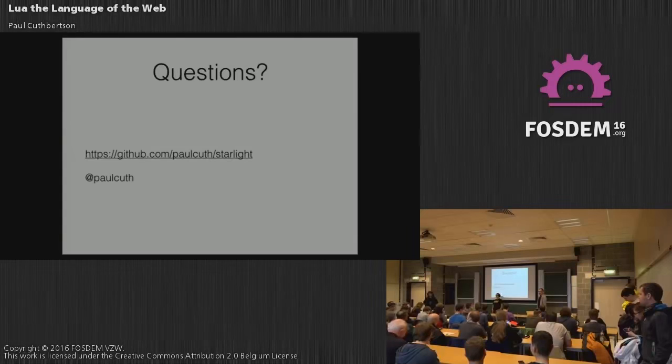Any other questions? Does Starlight generate source maps? No, that's on the to-do list. On the roadmap? Yeah, it's desperately needed.